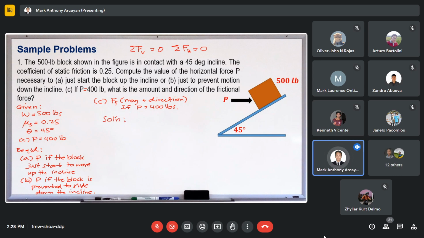Okay, solution ta. Now let's start with letter A. So in every case here, make sure to construct an FBD, no? We use the FBD for the analysis. So for letter A, we're going to solve for P, if the block just starts to move up the incline.